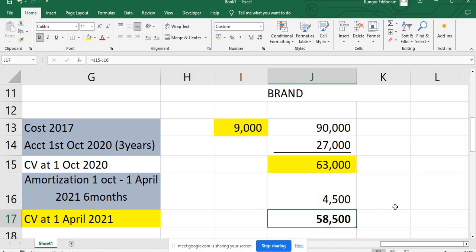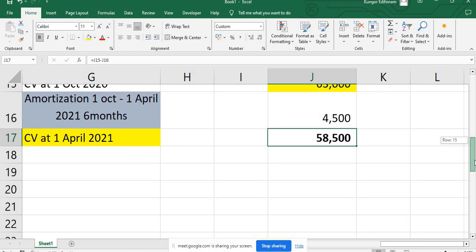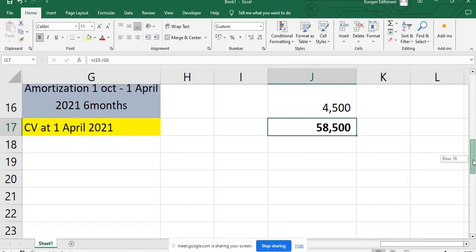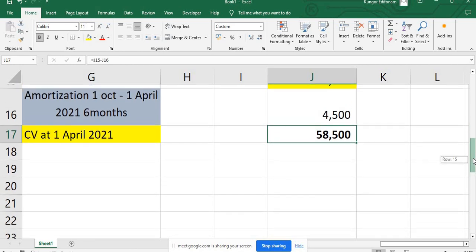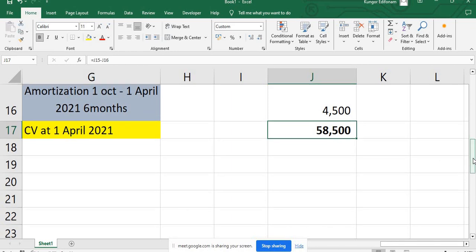Okay. So we now have the carrying value. So let's touch a bit on impairment before we move on.